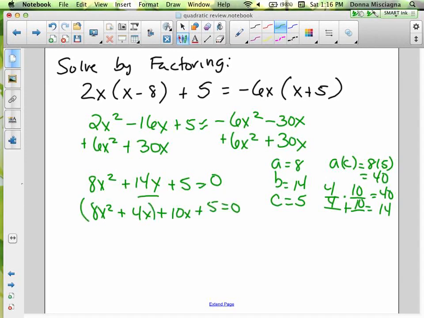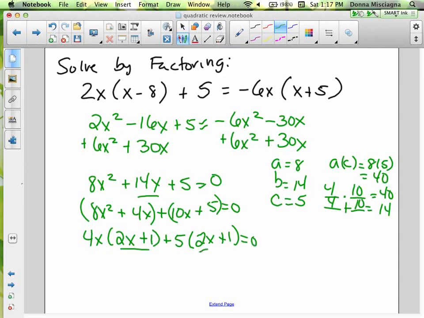Then we group the first two, making sure there's a plus there, and the second two, because this is still addition. All we've done is put some parentheses. We can put parentheses anywhere we want, but these parentheses help us to turn those 4 terms into the product of 2 binomials. Greatest common factor for 8x squared and 4x is 4x. 8x squared divided by 4x is 2x. 4x divided by 4x is 1. Greatest common factor for 10x and 5 is 5. 10x divided by 5 is 2x. 5 divided by 5 is 1.